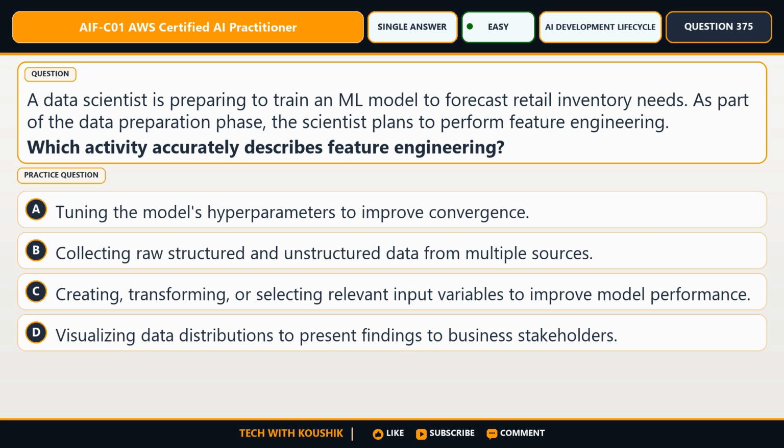Review the options and eliminate any clear mismatch. Option A is tuning the model's hyperparameters to improve convergence. Option B is collecting raw structured and unstructured data from multiple sources. Option C is creating, transforming, or selecting relevant input variables to improve model performance. Option D is visualizing data distributions to present findings to business stakeholders.